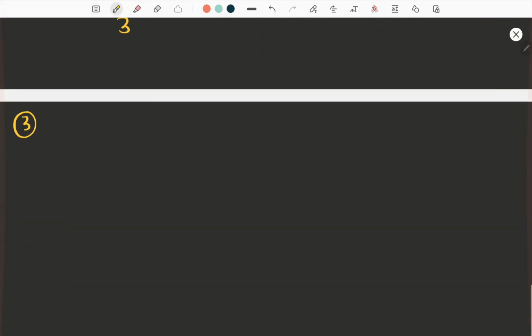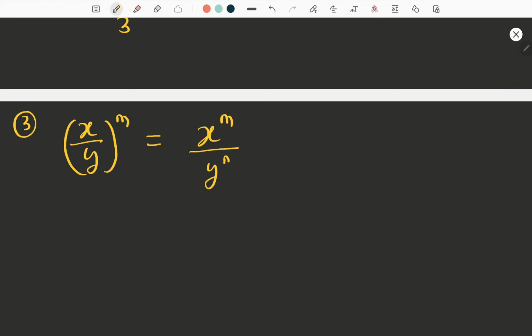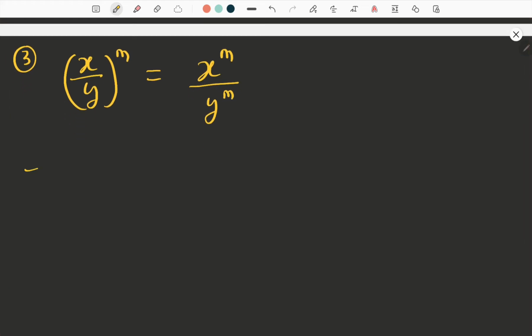Okay, how is this third law? The third law is x divided by y, whole to the power m, for example. If it is there like this, you can write it separately, that is like x to the power m divided by y to the power m. Separately you can write. Correct? Now you can check on this. For example, how you can write this?